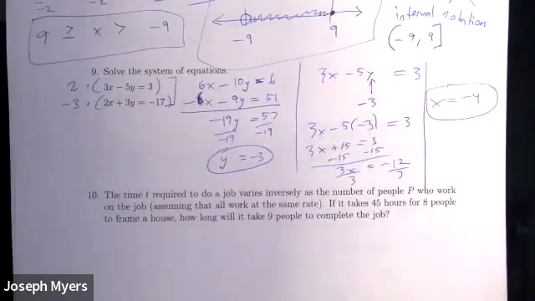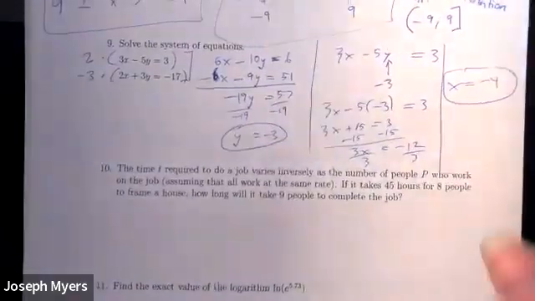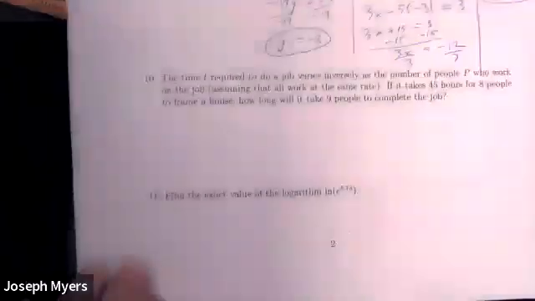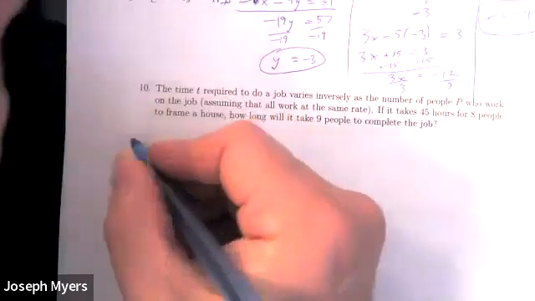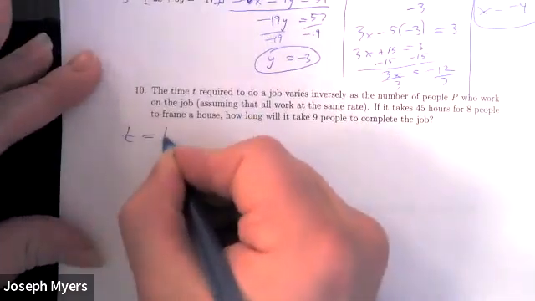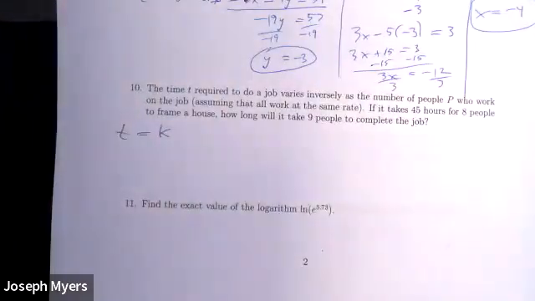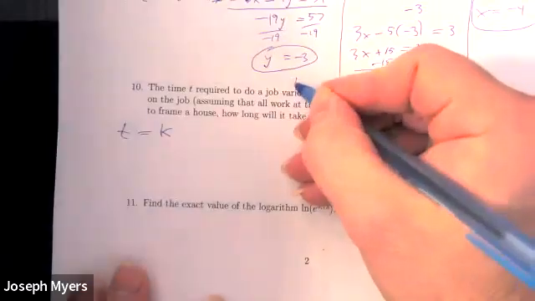Okay, well now the question number 10. The time required to do a job varies. So whenever it says something varies, that means it has a certain amount of variation, which is called the variation constant. So you're going to begin this whole problem 10 immediately just by saying t equals k. So k is the letter that the book uses to represent the variation constant. So whenever it says something varies or something is proportional, either one, write down that it equals k.